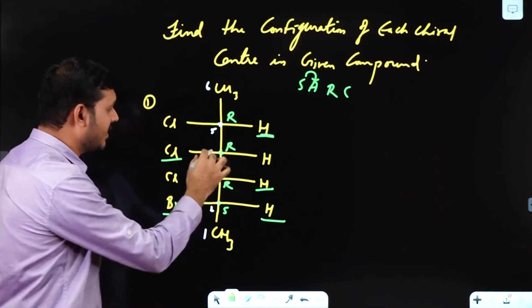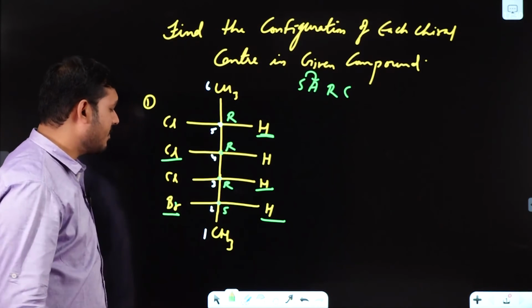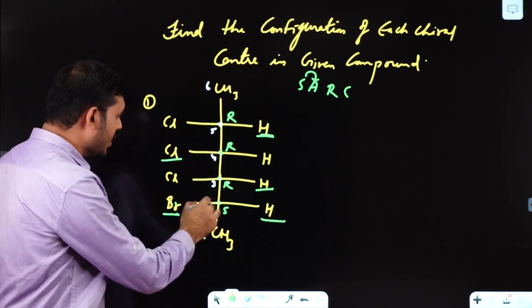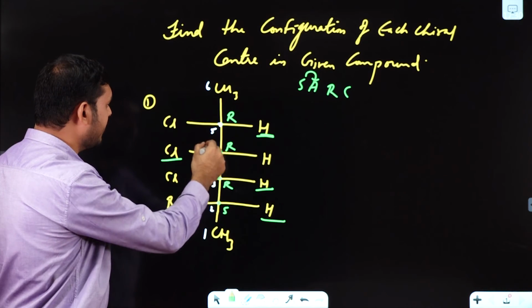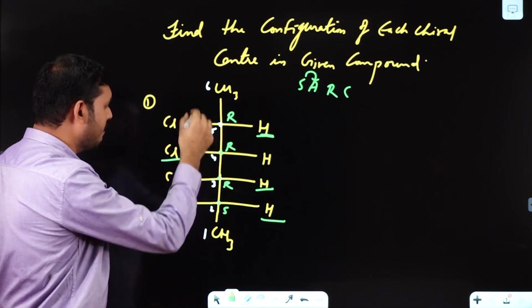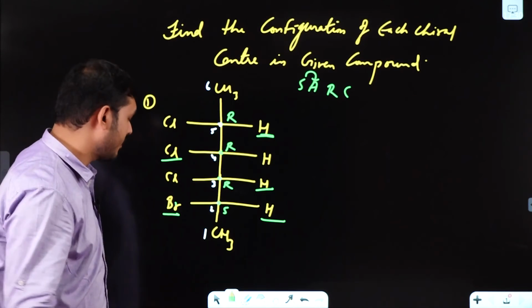Okay, so this has R, R, R, S. So if I say, the IUPAC naming of this compound will be 2S, 3R, 4R, 5R, 2-bromo-3,4,5-trichloropentane. Clear? So remember this logic, okay?